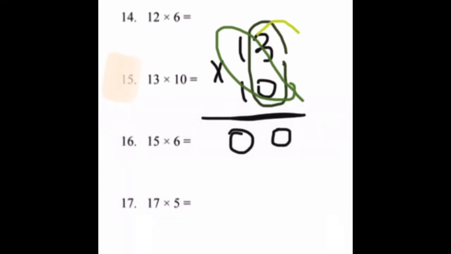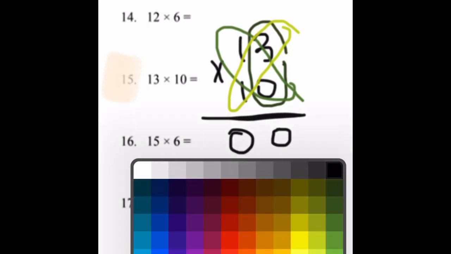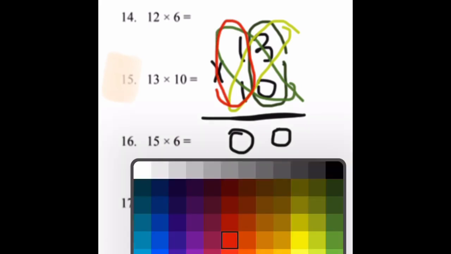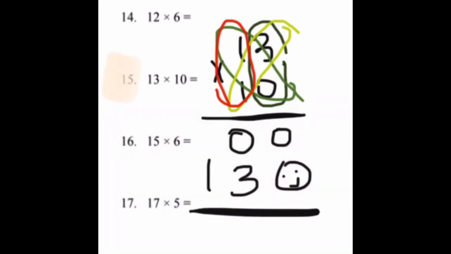3 times 1, so the next step you do is 3 times 1, which you're going to write on the bottom over here. So you can just draw a smiley face because nothing goes below the first digit of the multiplication number. And then lastly, you're going to multiply this number. So 1 times 1 is 1. 130.